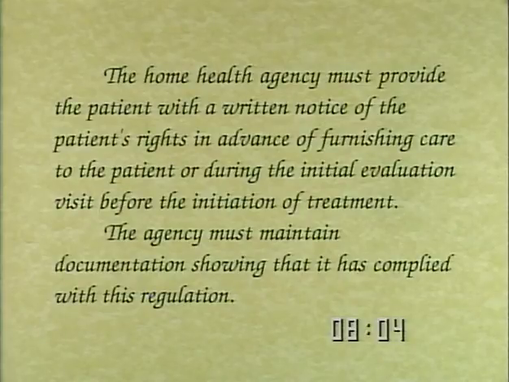Policies and procedures govern your actions as they apply to 4 of the 6 standards of patient rights. The first is the Notice of Rights. The home health care agency must provide the patient with a written notice of the patient's rights in advance of furnishing care to the patient or during the initial evaluation visit before the initiation of treatment. The agency must maintain documentation showing that it has complied with this regulation. Your agency's admission procedure explains how the patient is to be informed of his or her rights.